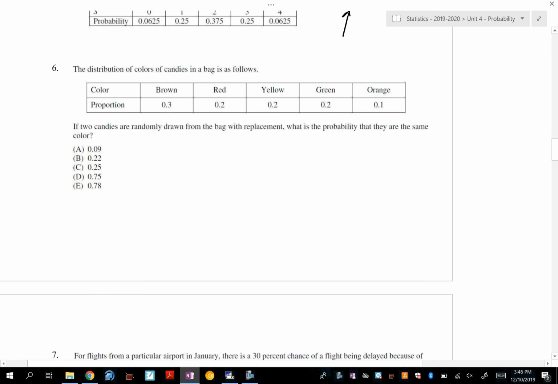I think we will. Okay, we have a distribution of colors. It says you draw a candy out of the bag, and you look at it, and you write down the color. But then it says you put it back. Gross. But you put it back. Okay? You see how it says with replacement? That means you put it back in the bag. So do any of these numbers change after I pick one up? No, because I'm putting it back. Okay? So it says, what's the likelihood that I have the same color? So that's brown and brown. That's red and red. Yellow. You see where I'm going with this?